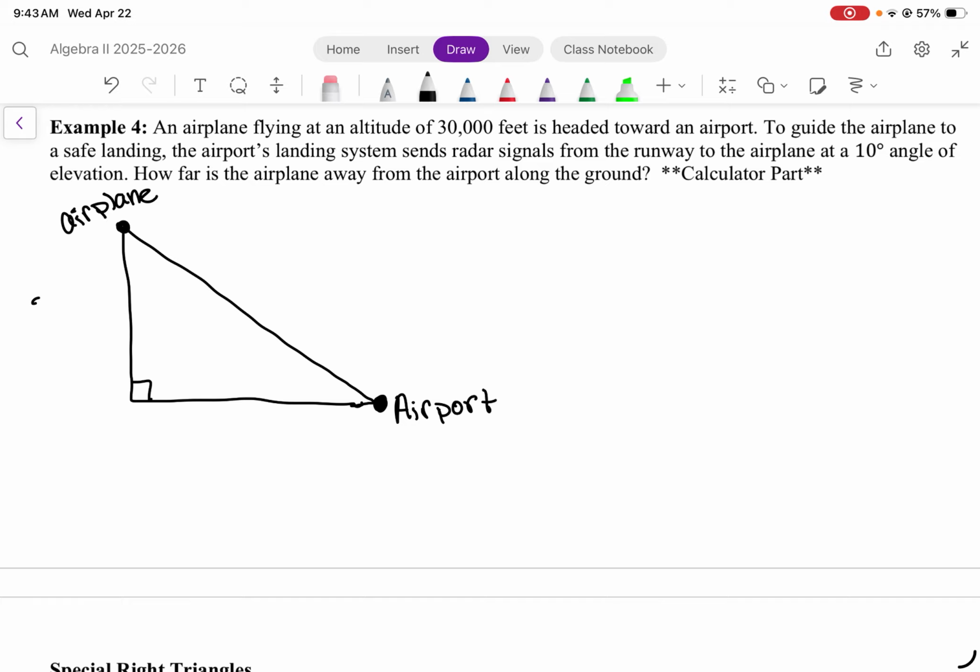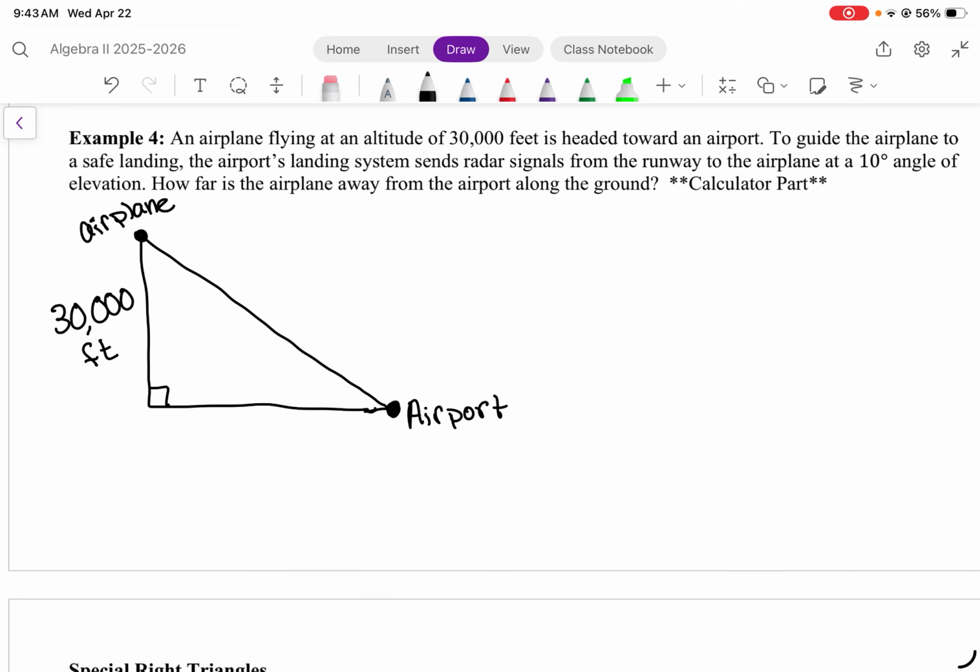And it said it was at an altitude. So altitude means height, and it's going straight up and down. So anytime you're measuring altitude, it should never be the hypotenuse. And that is 30,000 feet. Okay, to guide the airplane to a safe landing, the airport's landing system sends radar signals from the runway to the airplane at a 10-degree angle of elevation. So again, angle of elevation is from a horizontal line going up. So that means this angle down here is 10 degrees.